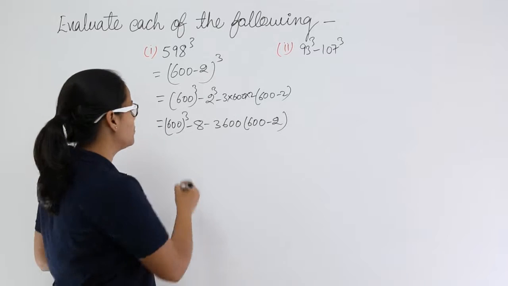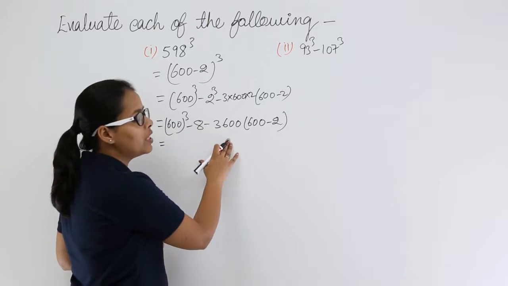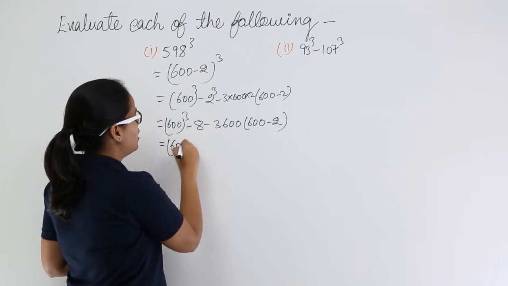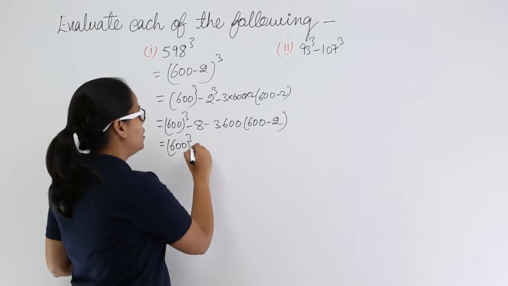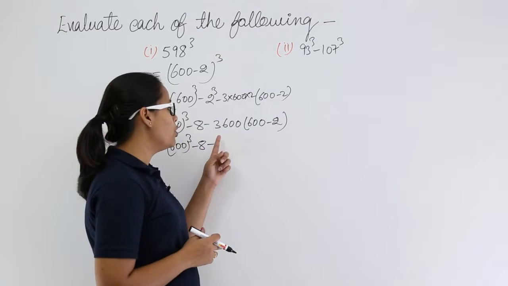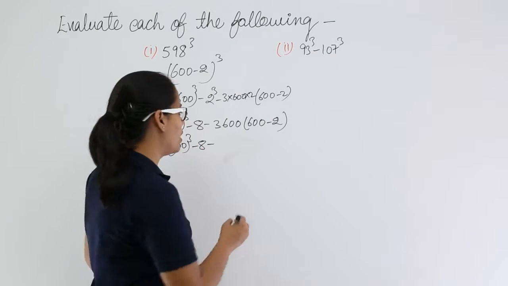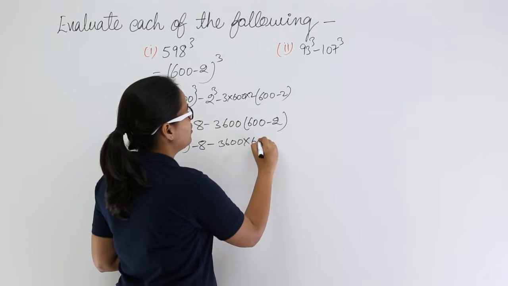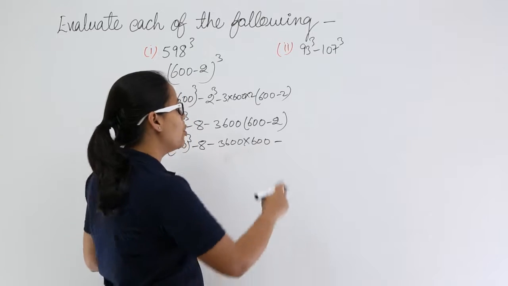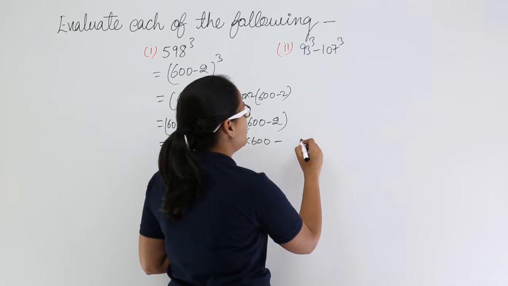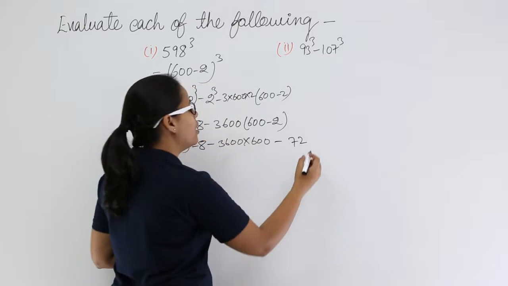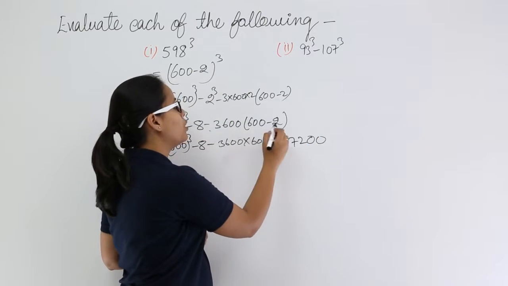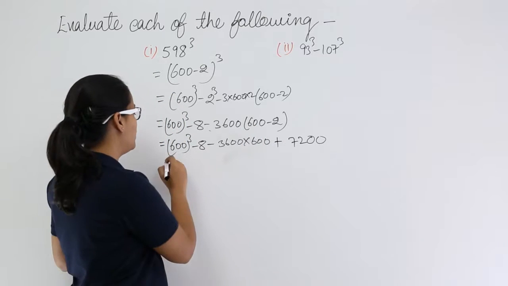You'll get this. After solving this further, as you can see here, this is 600 cube. This is minus 8. When you multiply 3 into 600 with 600, you'll get 3600 into 600, minus, when you multiply this 2 with this, you'll get 7200. And this would be plus because both of these terms are negative.